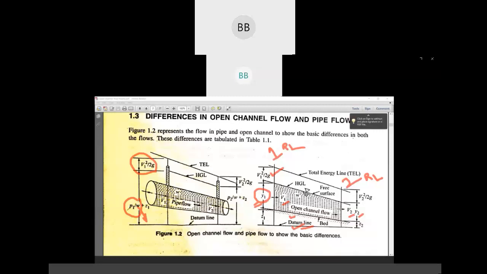So in pipe flow, your potential energy head is P1 by specific weight or unit weight. Other things are all the same. But in open channel, your potential energy head is Y1. So we will move on to the next, and that is differentiating between pipe flow and open channel.